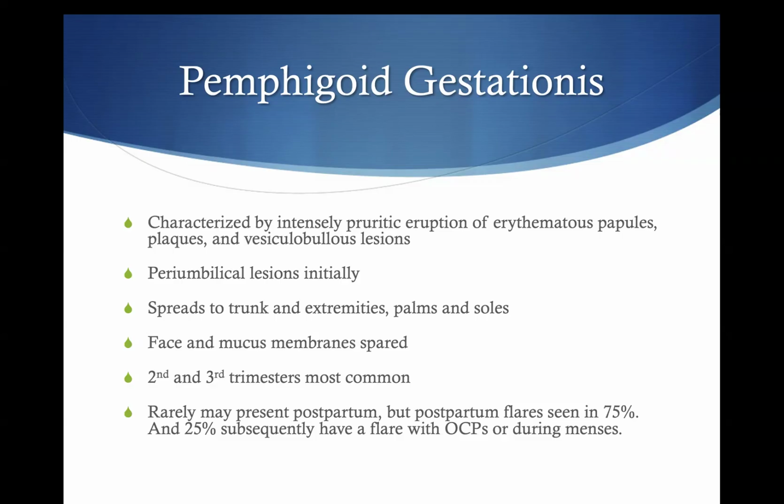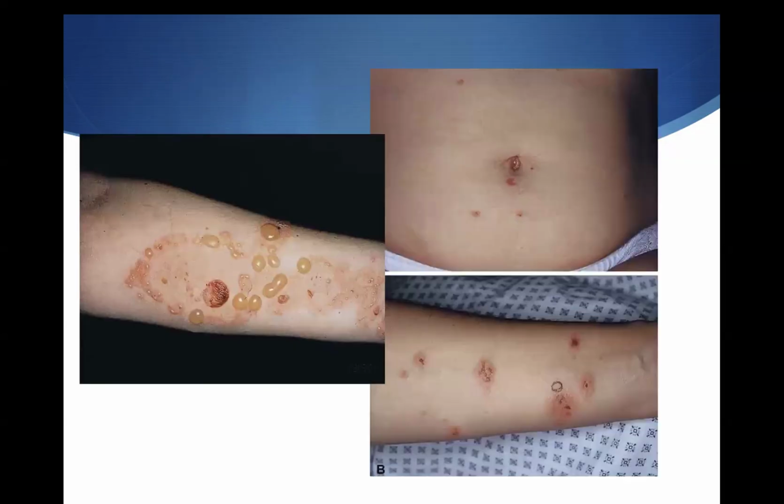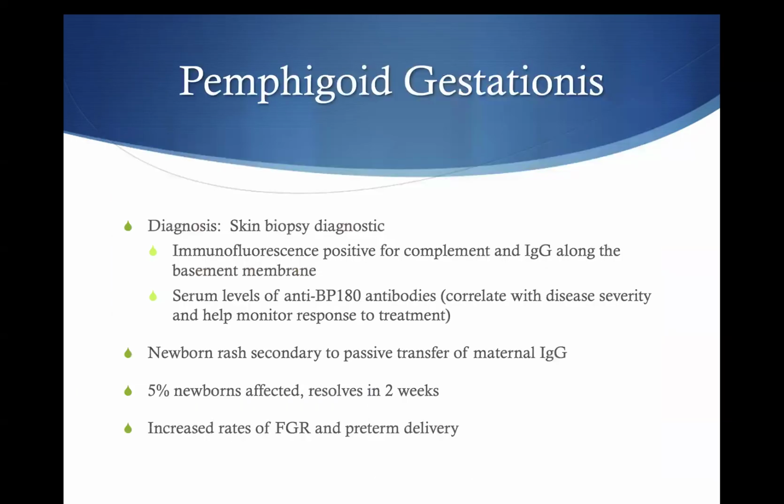But for patients who have it, postpartum flares are actually very common. We'll often cover them with a dose of steroids immediately after delivery to prevent a flare. Up to 25% of patients can actually have a flare remote from pregnancy when started on oral contraceptives or during a menstrual cycle. So again, the real tip-off are these bleb formations, bullous lesions, and its location initially starting around the umbilicus.